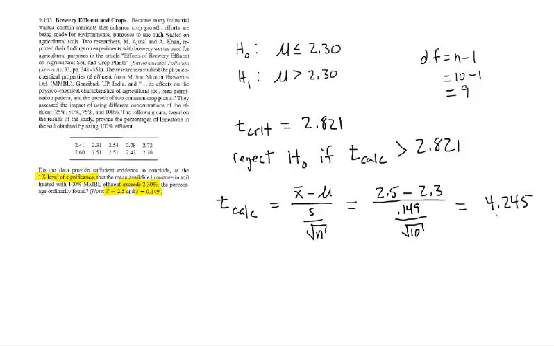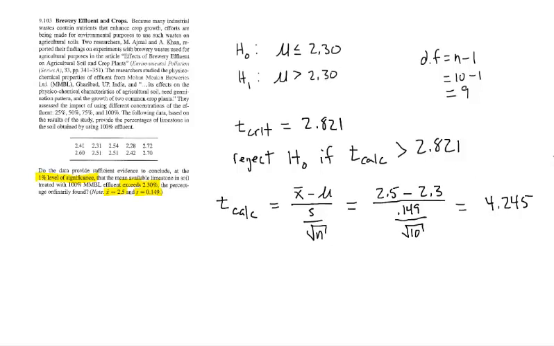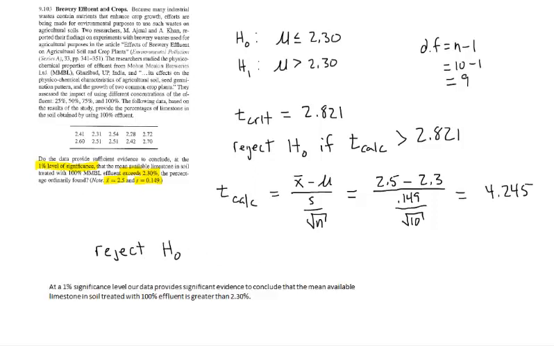And since our t-calc is greater than our critical value, we're going to reject H naught. So we have reject H naught. And now we want to write a conclusion for our findings. And our conclusion is, at a 1% significance level, our data provides significant evidence to conclude that the mean available limestone in soil treated with 100% effluent is greater than 2.3%.